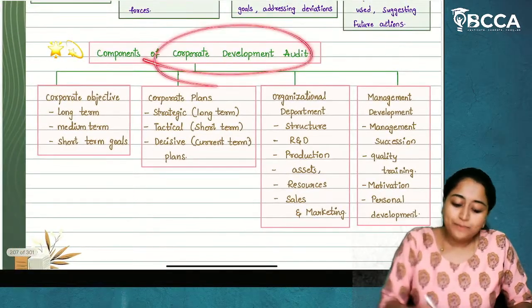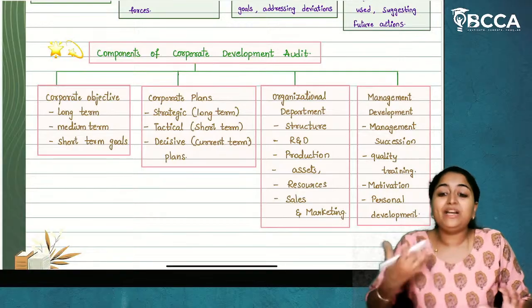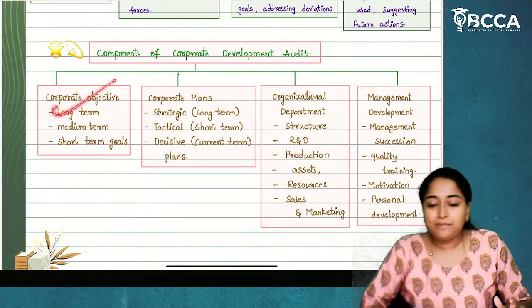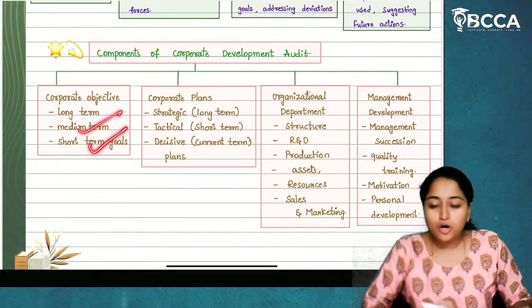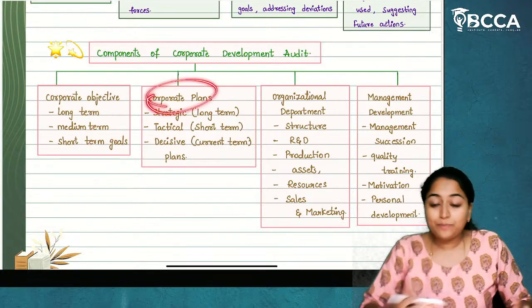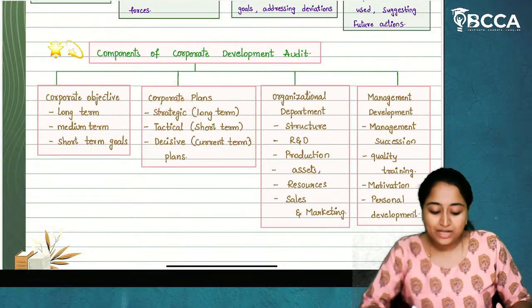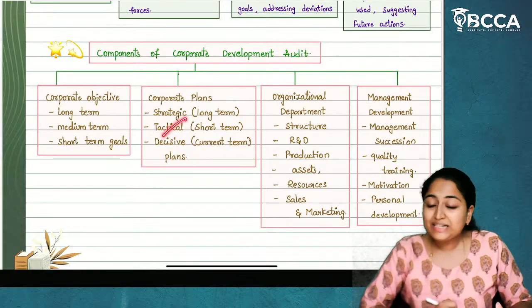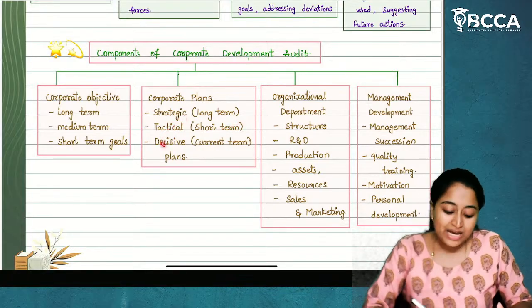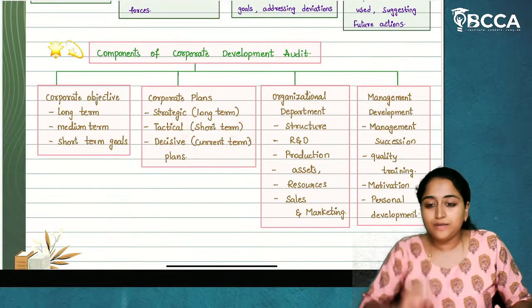Next, how corporate development audit can be there, how development can be there. It can be based on long term, mid term or short term. Or corporate plans can be strategic planning, which means long term focus, tactical planning, which means short term focus, decisive planning, which means current term focus.